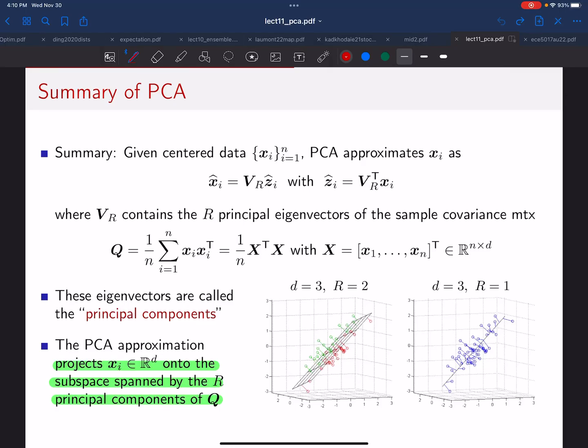All right, good afternoon, everyone. So we're going to continue our discussion of PCA today.